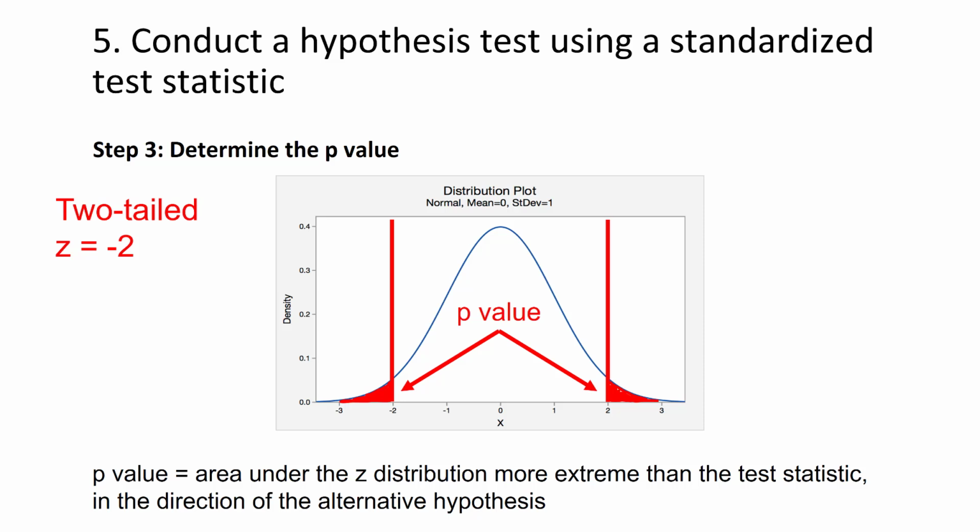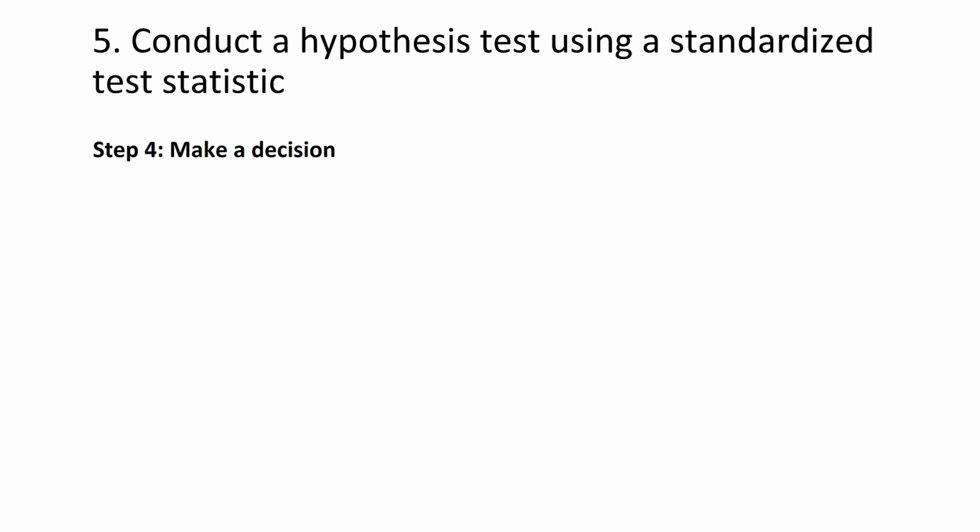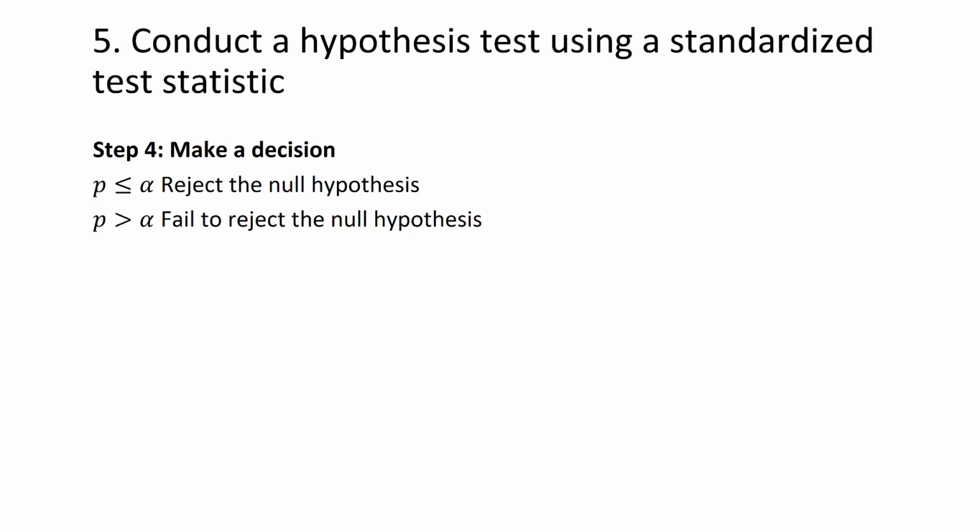The z-distribution is symmetrical, so if the test statistic were -2, the p-value would be the area less than -2 and greater than +2. We would have to add these two tails together to find the p-value. Step 4, make a decision. We'll be using the same rules that we learned in Lesson 5. If the p-value is less than or equal to the alpha level, which in most cases is 0.05, we reject the null hypothesis. If the p-value is greater than the alpha level, we fail to reject the null hypothesis.